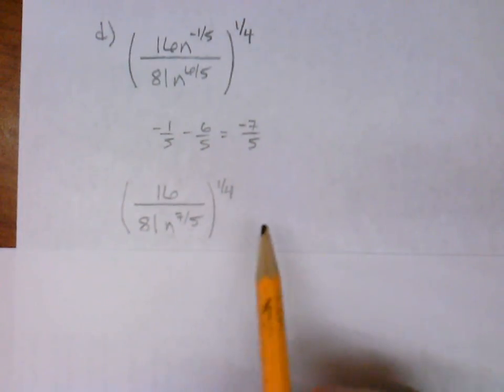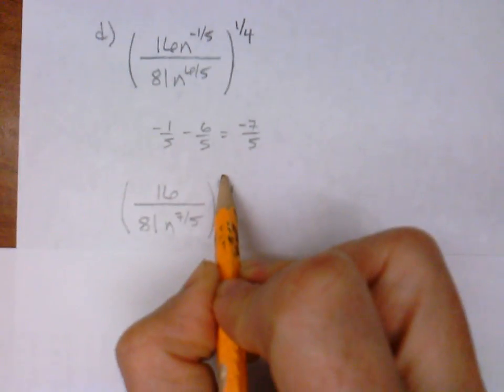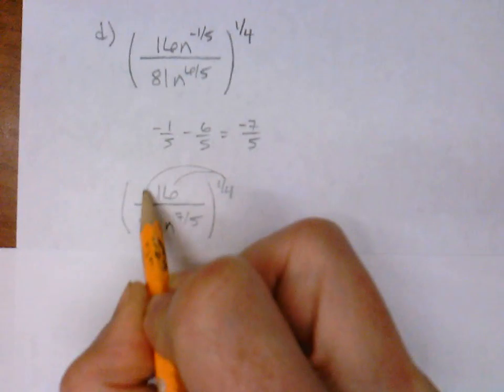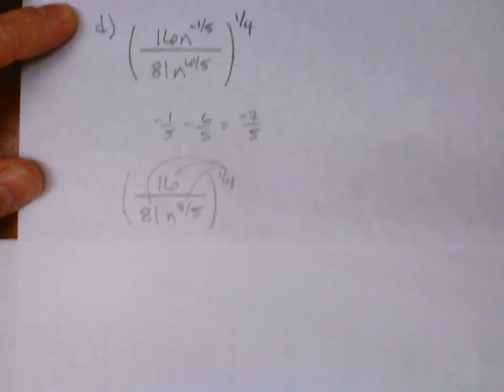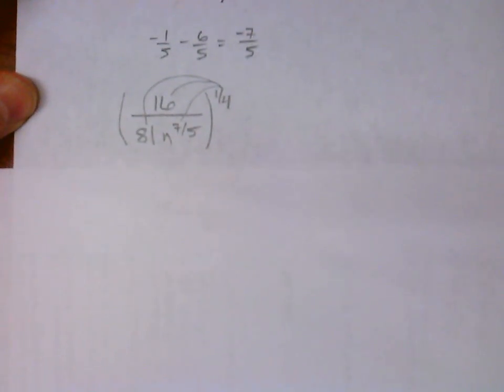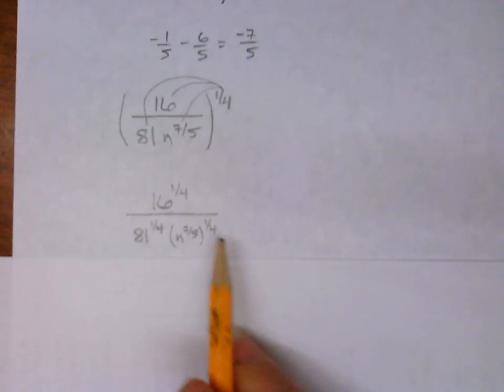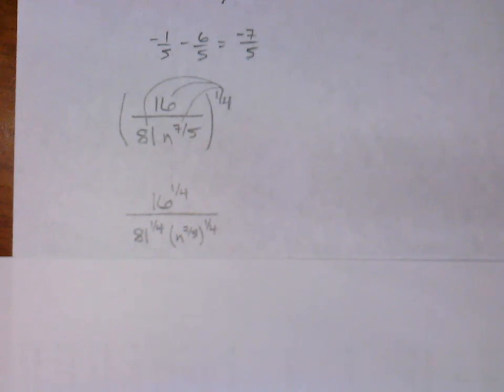Now I'll think about that 1/4. The 1/4 will apply to all three parts. I'm going to show you every step. The 1/4 will go to the 16 power. The 81 has the 1/4 power. And the n to the 7/5, sorry, it's a little bit blurry there, is also to the 1/4. And I'll think about each of these three.